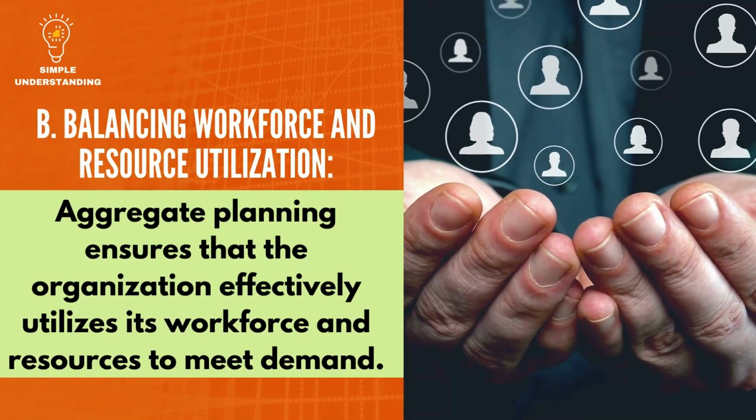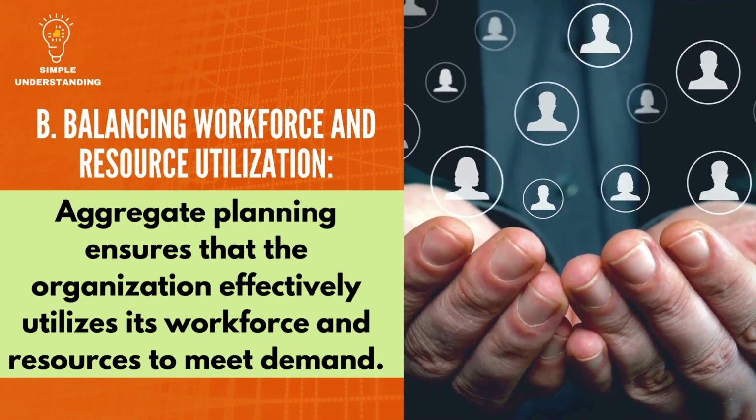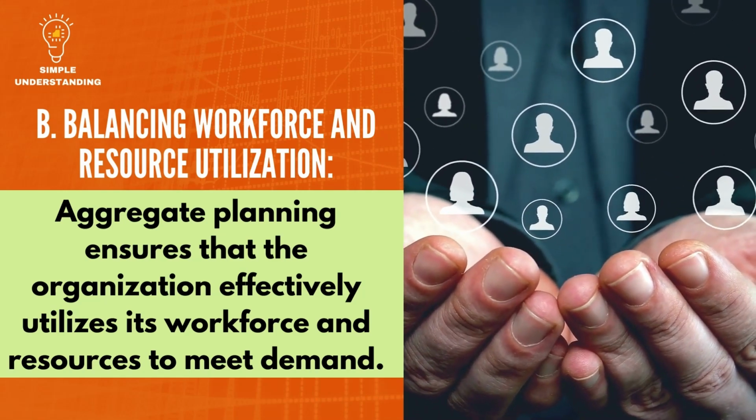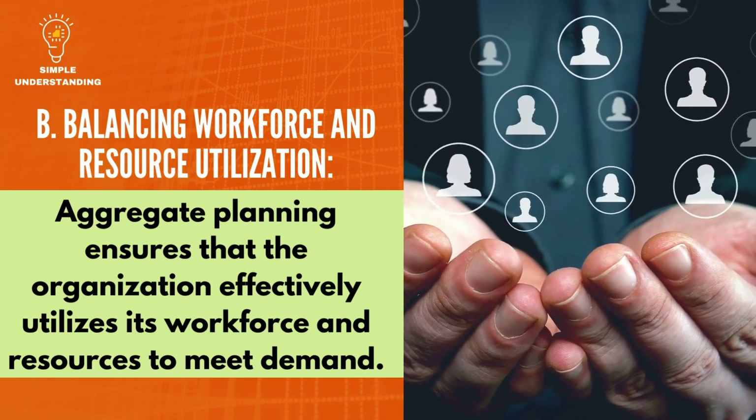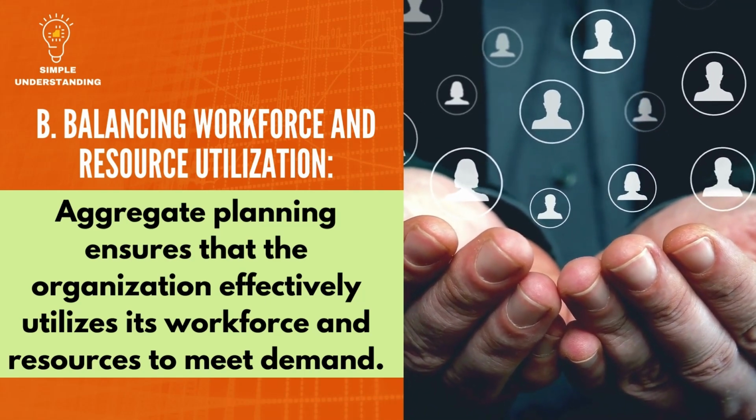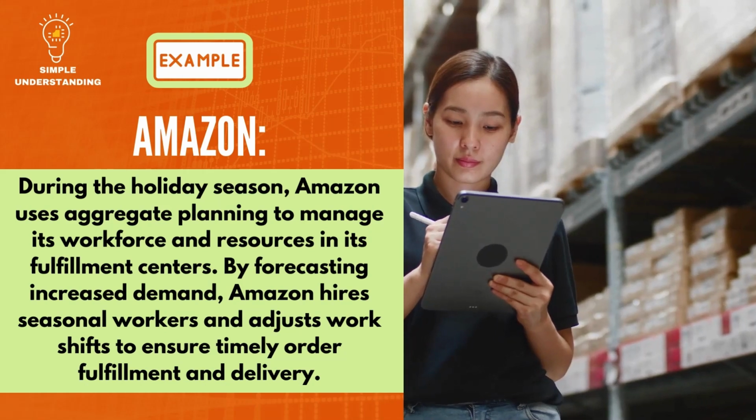B. Balancing workforce and resource utilization. Aggregate planning ensures that the organization effectively utilizes its workforce and resources to meet demand. Example: Amazon.